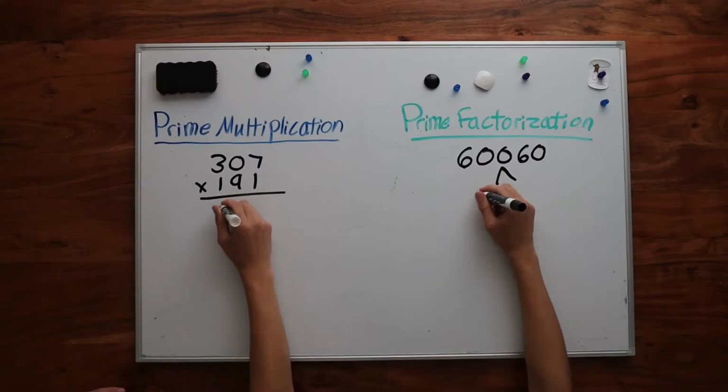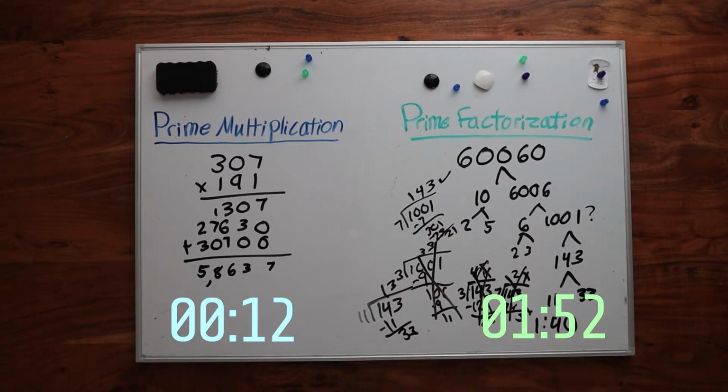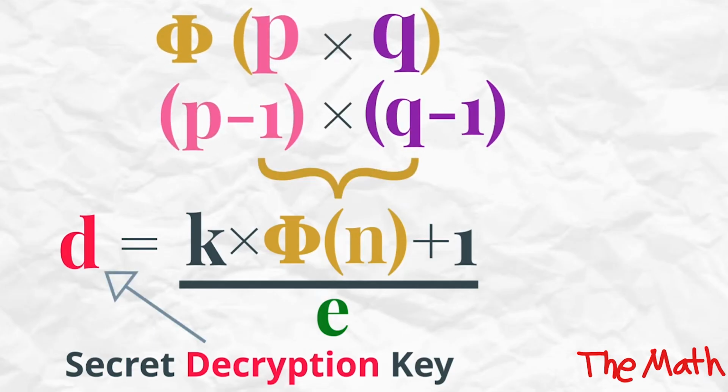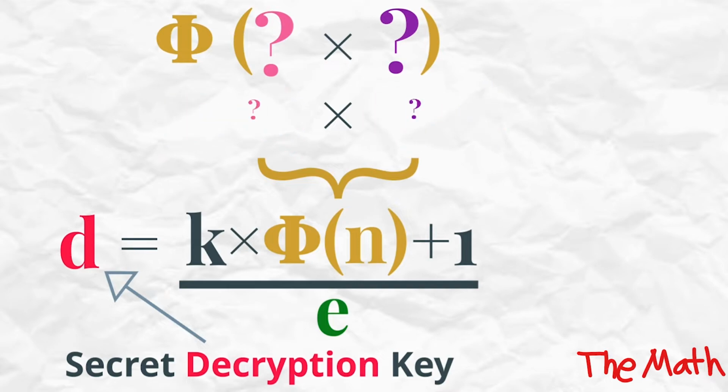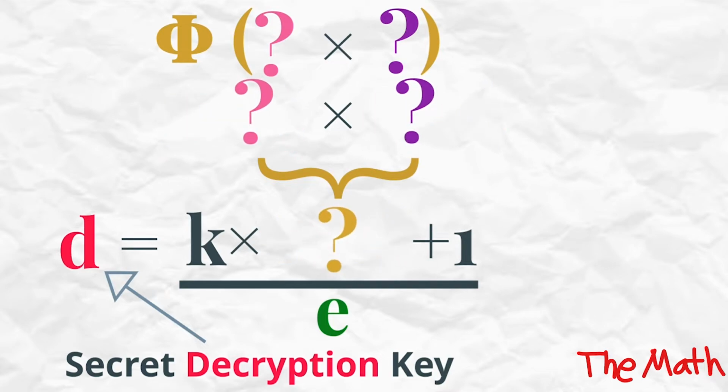Now this is what makes RSA encryption so secure. It's super hard to find out the prime factorization of a very large number, so if the bad guys don't know what p and q are, even if they know n, then it's almost impossible to find the phi of n without the prime shortcut, and therefore the decryption key.